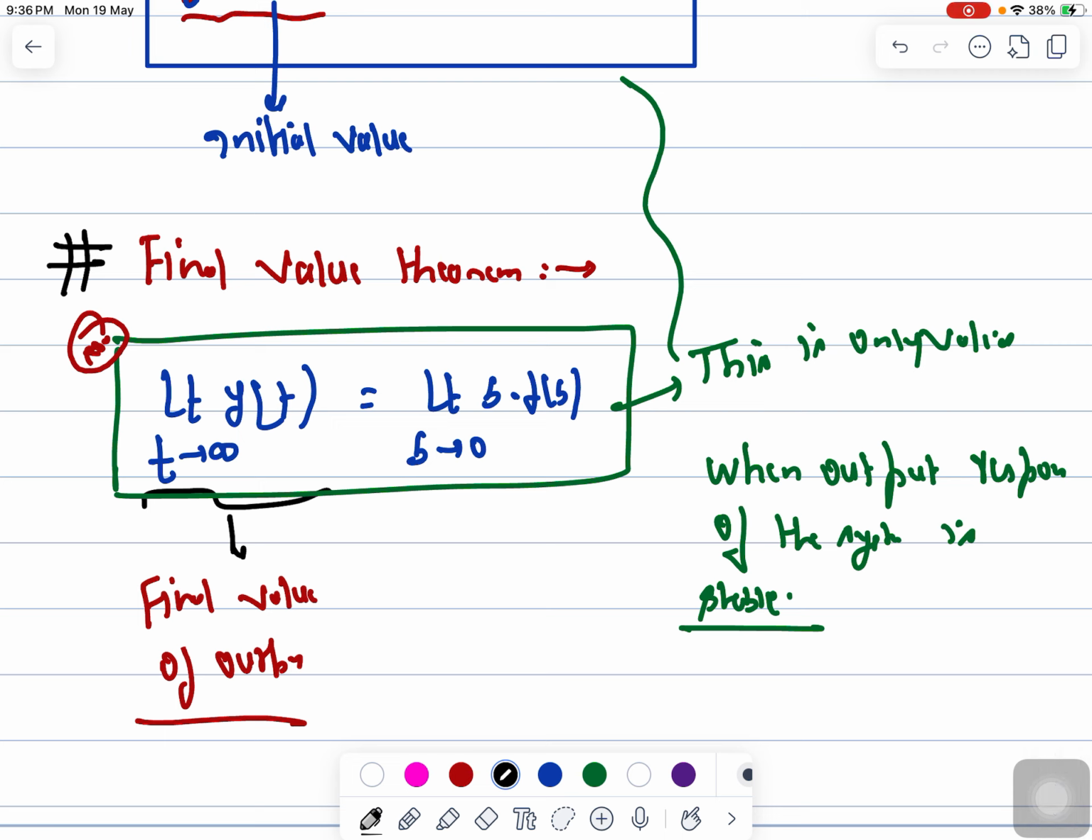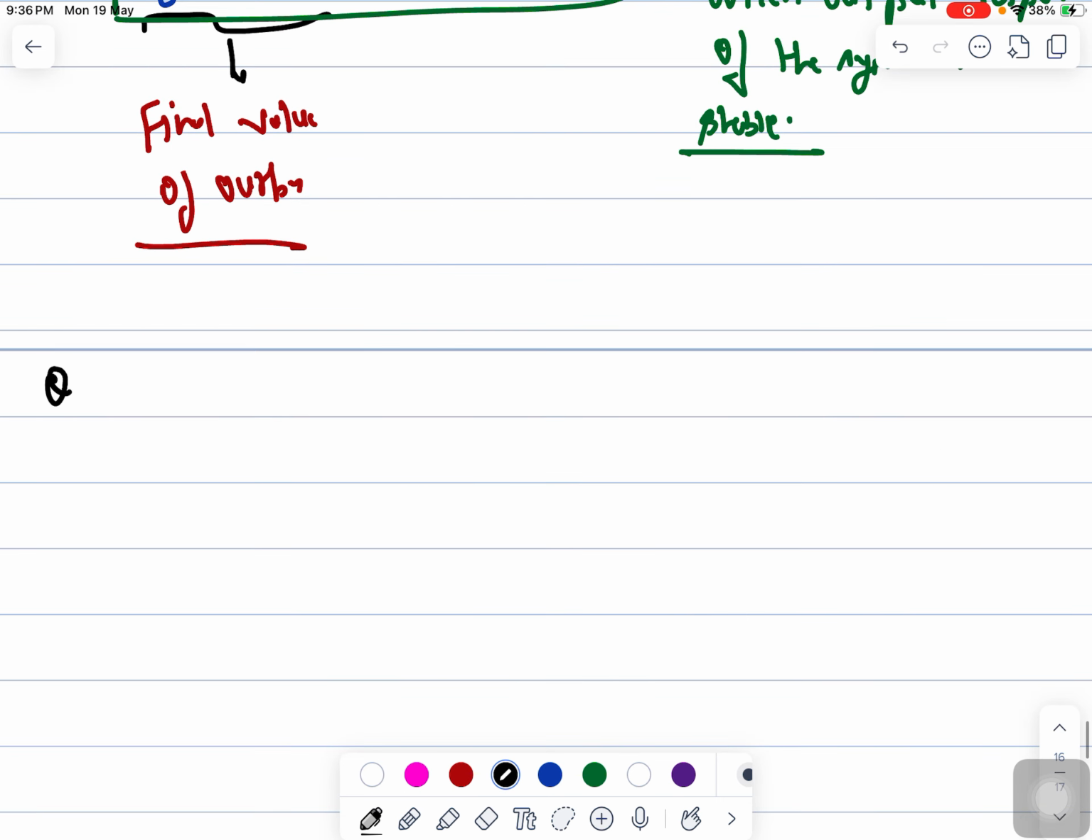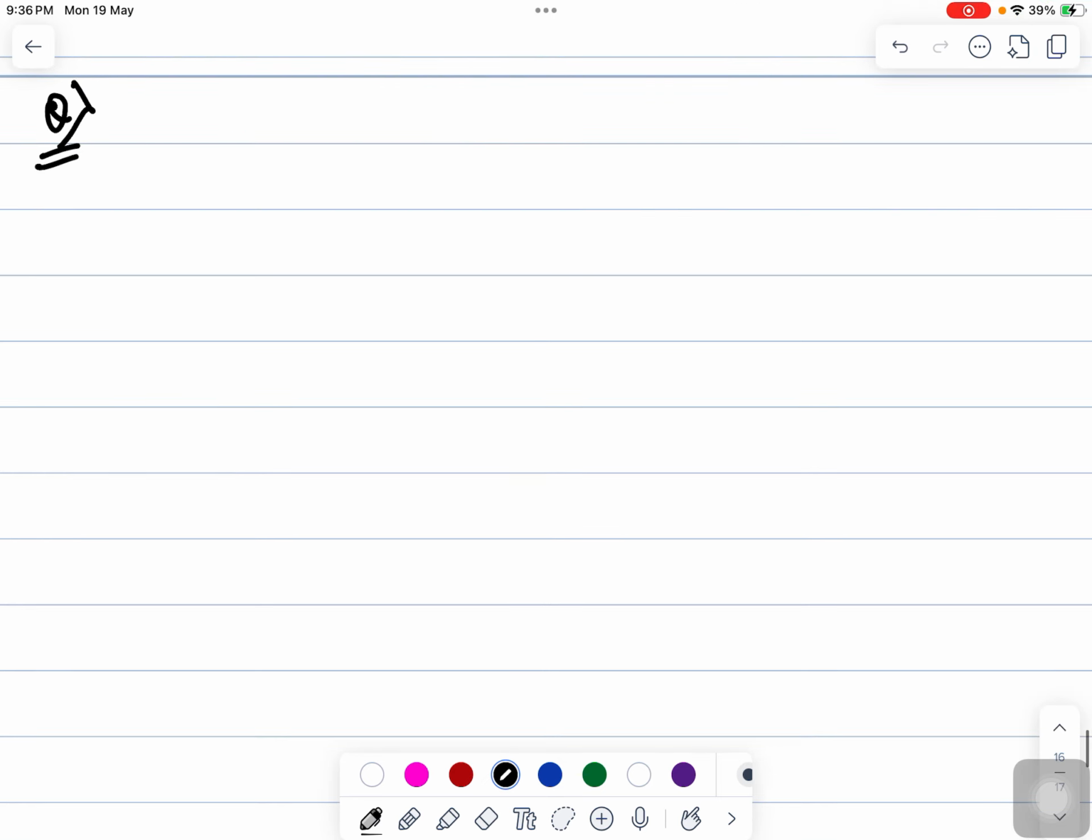Now if you want to calculate the final value of the response, what is the final value? The final value is when t tending to infinity. So limit t tending to infinity y(t) will be equal to limit s tending to 0 s into F(s). This is only valid when the output response of the system is stable. So there are limitations of using the initial and final value theorem. I'll discuss these limitations later on. First I'll talk about some numericals based on this concept, so that it will be very easy to understand where this theorem fails.